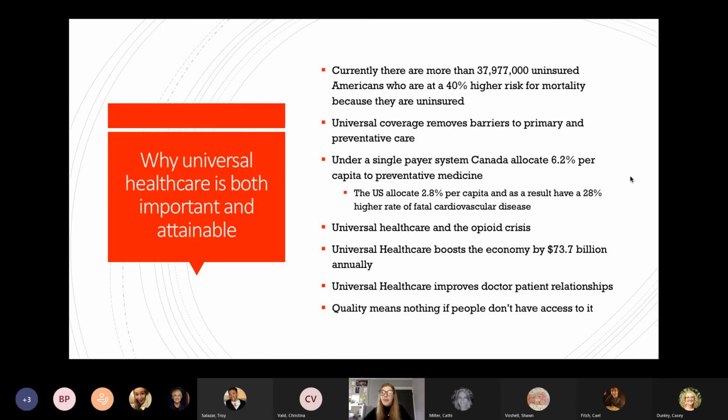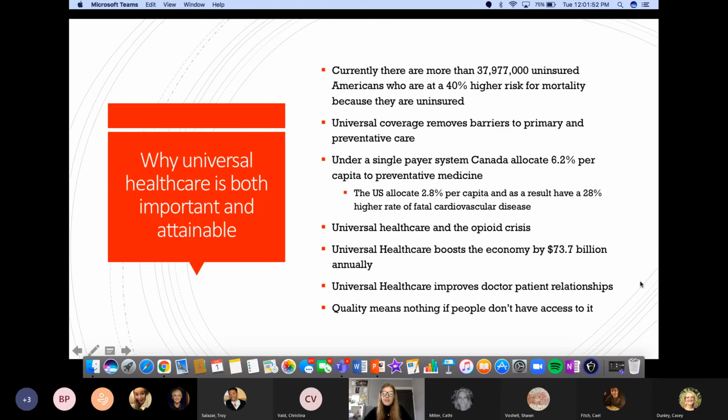Universal healthcare also boosts the economy, specifically by $73.7 billion annually. You're not a productive person if you're at home sick all the time. And universal healthcare also improves doctor-patient relationships. Private insurance a lot of times pressures physicians to see people at an assembly line rate, for even 15 minutes at a time. So even people who do have the ability to access primary and preventative care are only seeing their doctor for 15 minutes at a time in very, very short intervals.